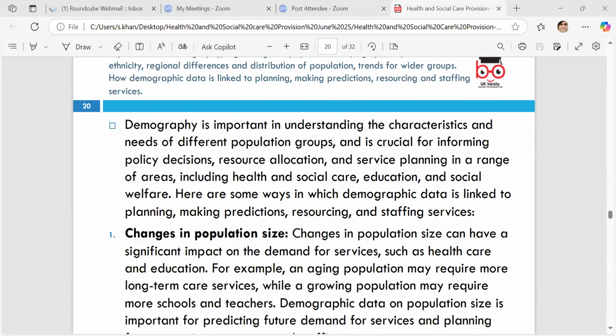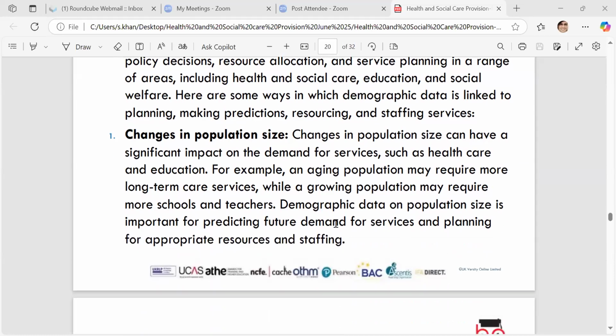So demographic data encompasses things like, as we said earlier, population size, age structure, race, ethnicity, and regional distribution. It's crucial for planning and making sure we put policies in place and staffing in different aspects. It also allows for predictions for future planning. Some of the areas we look at are changes in population size, and how that impacts services.